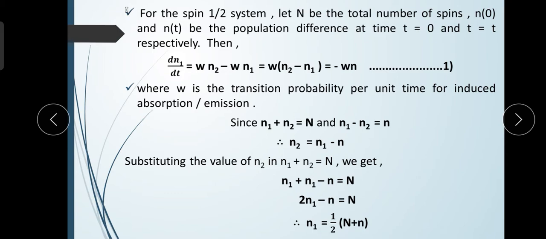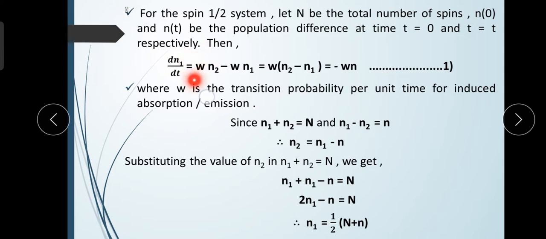We know that in the relaxation process, the most important process is absorption or emission. In absorption, the nuclei get excited from the lower energy level to the upper energy level, and in emission the nuclear spins get de-excited from the upper energy level to the lower energy level. Therefore W is the transition probability per unit time. Transition probability means there is a transition from the upper energy level to the lower energy level or from the lower energy level to the upper energy level per unit time.